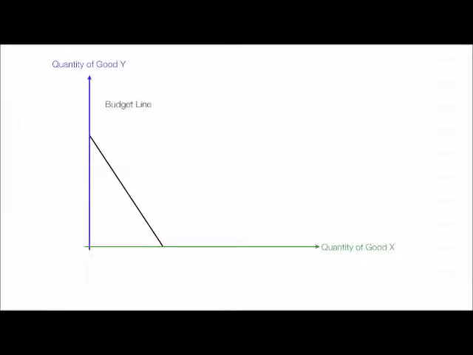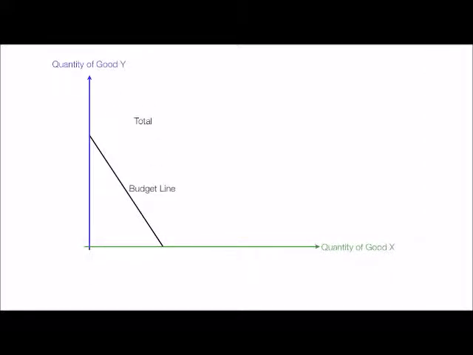Along the x-axis, I will plot quantity of good X, and along the y-axis, quantity of good Y. And this is really per unit of time, but I will drop that. I'll draw in the budget line. It's the black line there.